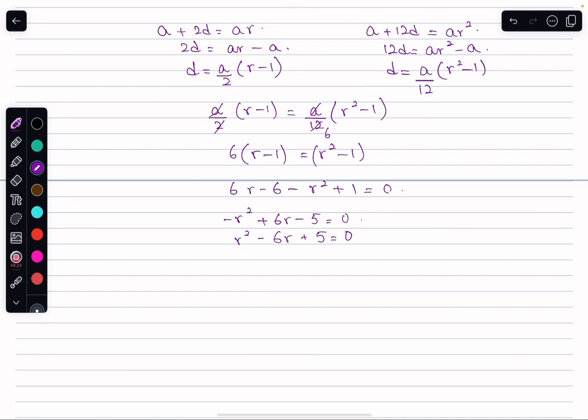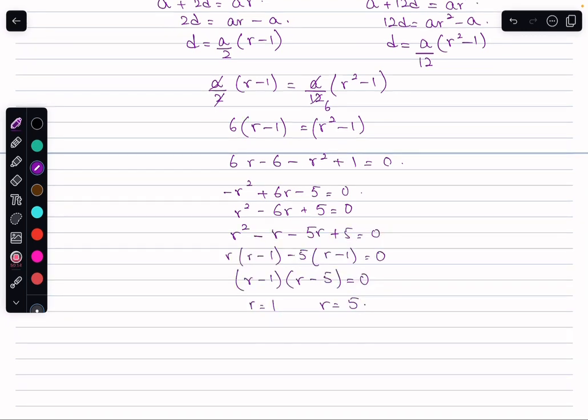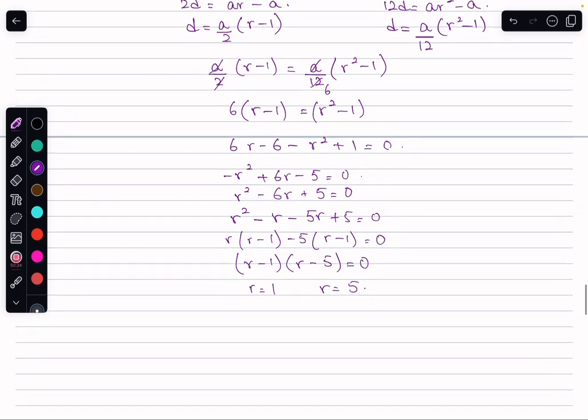So factorizing the equation, I should be getting the r value as, after factorization, r squared minus r minus 5r plus 5 equals 0. Taking r common, it's r times r minus 1 minus 5 times r minus 1, which equals 0, or r minus 1 bracket r minus 5, which equals 0. Therefore, r equals 1 and r equals 5. Now here I know that my r cannot be equal to 1, so the value of r that I should be having here should be r equals 5.